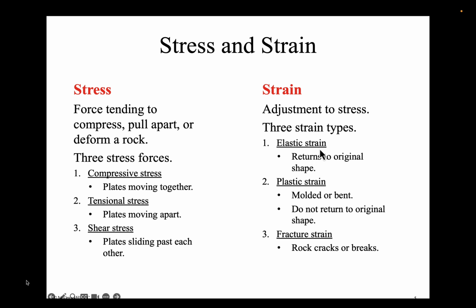There are a few main types of strain. There is the elastic strain, which is when the rock or plate will return to its original shape after the stress is released. We have the plastic strain, which is when there is no recovery of that rock or plate after the stress is released, so the final result is a molded or bent surface. And there is a fracture strain, when there is finally a crack in those rocks, and those rocks will eventually break.